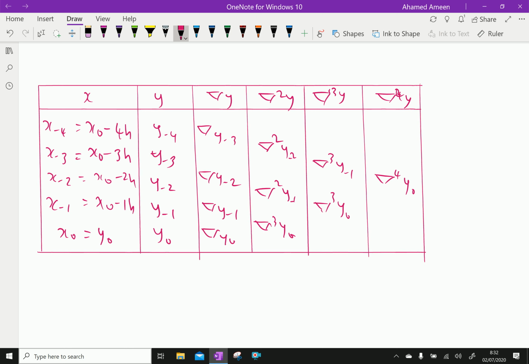Regarding this table, we can use Newton's backward interpolation formula in the next videos.